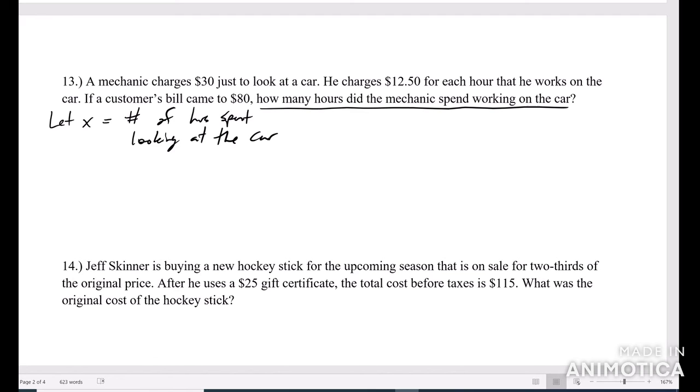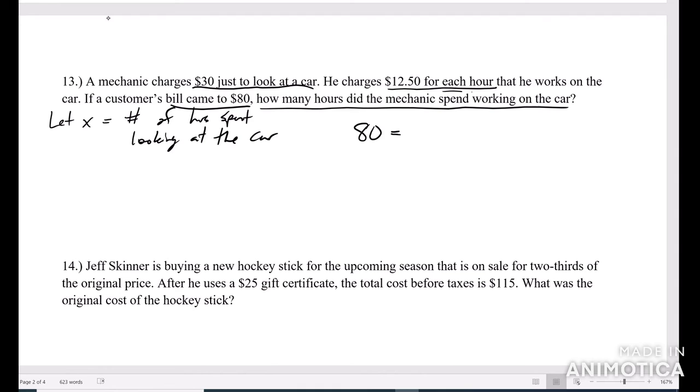All right, the customer's bill came to $80. That tells us we have a total of 80, so 80 equals something. It's equal to the $30 charge just to look, plus an additional $12.50 for each hour. Whenever you see each, that's telling you that you're multiplying by something.